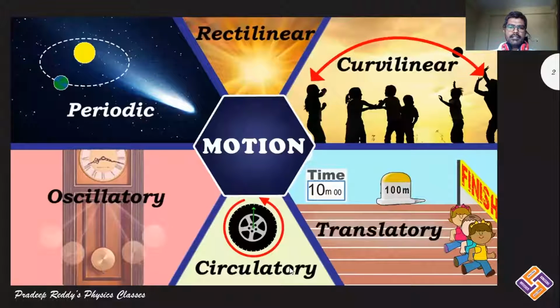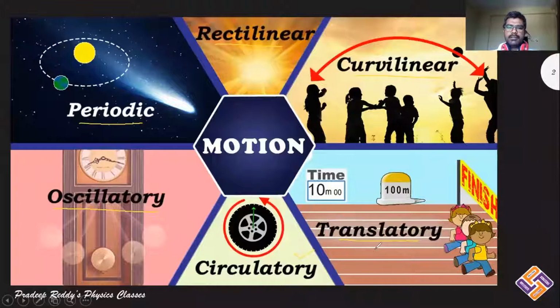Motion can be categorized into different types. As shown in this slide, motion can be periodic, rectilinear, curvilinear, translatory, circulatory, and oscillatory. You can classify motion into different types based on how the body behaves during its motion.